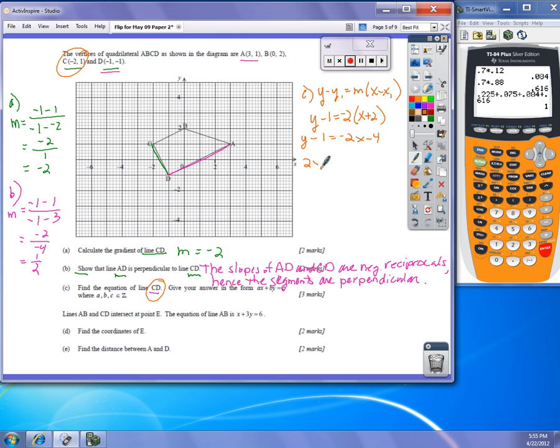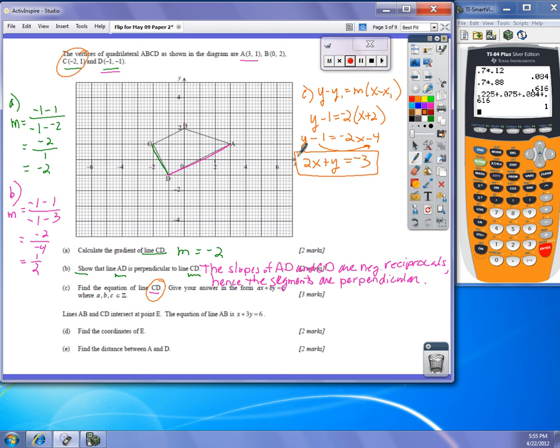So I've got 2x plus y. Now add the 1 over to the side with the negative 4. So negative 4 plus 1 is negative 3. And there's the equation of the line they asked us for in the form that they asked.